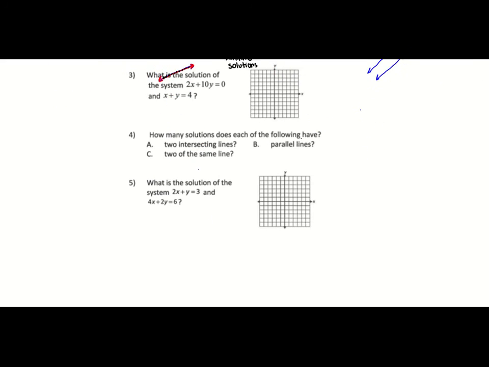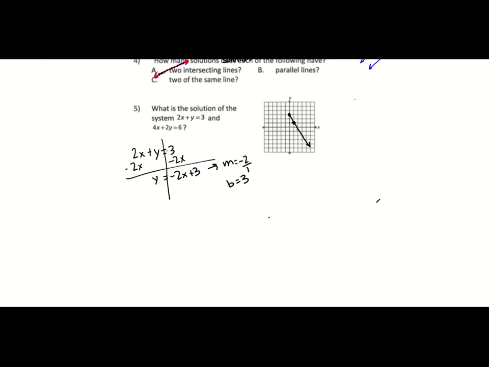Okay, final question. What is the solution of the system 2x plus y equals 3 and 4x plus 2y equals 6? First thing I need to do is solve for y, get it in slope-intercept form. To do that, if I have a positive 2x, I'm going to subtract 2x from both sides. Left with y equals a negative 2x plus 3. This means my slope is negative 2 over 1. My y-intercept is 3. So I can graph that, go up 1, 2, 3. My slope, I'm going down 2 and over 1. There is my first line.